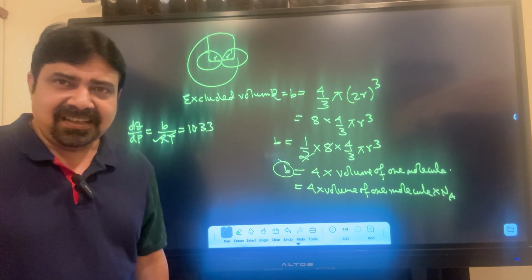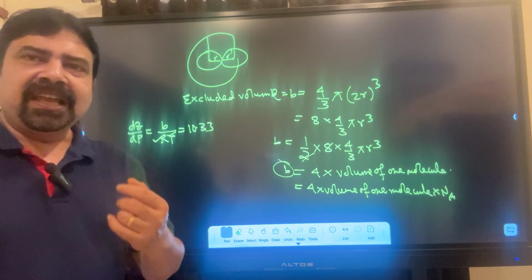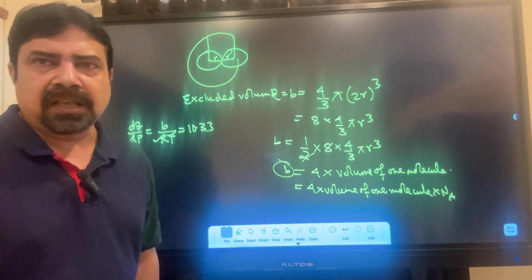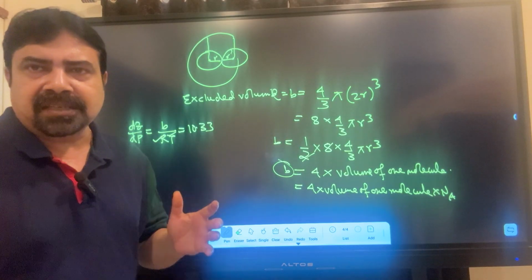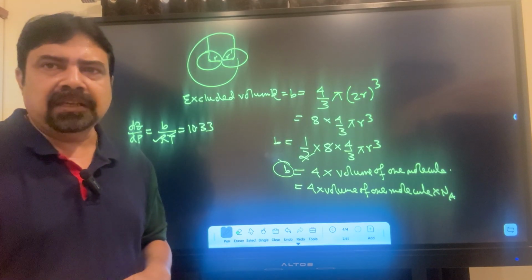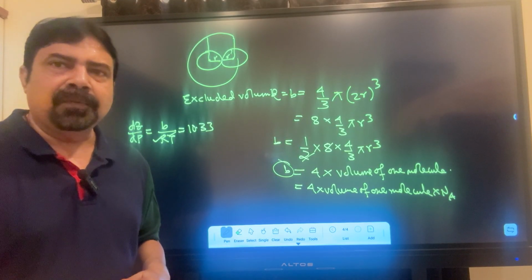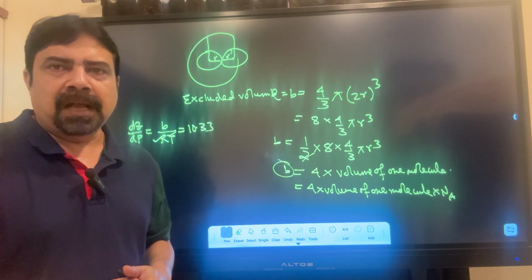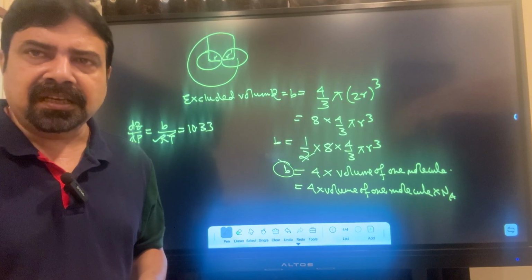Is it clear? I hope I was able to give you enough clarity about this very nice concept, of how to calculate the volume of one molecule if this type of question is given, at high pressure and a constant temperature. I hope I was able to give clarity to each and everybody.